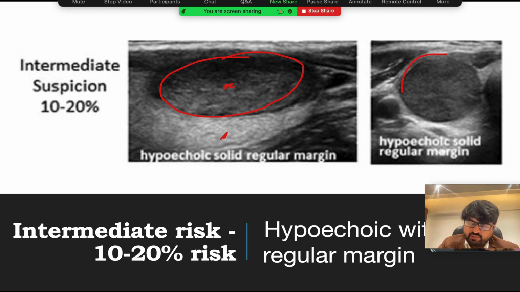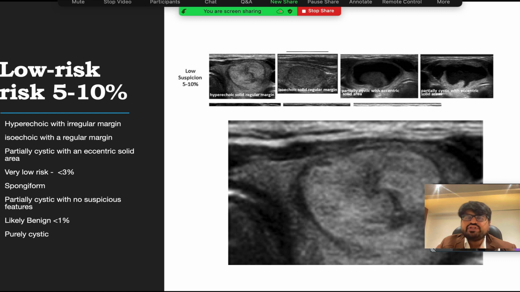So that is something you have to keep in mind. Again, you can see a very nice picture of a hypoechoic thyroid nodule, and in these patients, generally the risk of malignancy is slightly higher. Which cases have low risk?